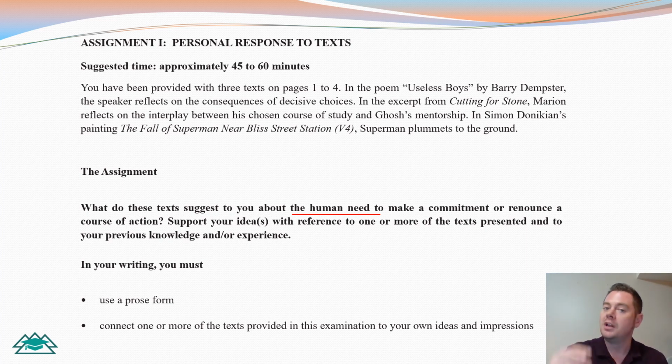So again, this is about the motivating factors that drive people to make a commitment or renounce a course of action. You always have to be on the lookout for these "or" topics, because this is really two topics in one. It's either the human need to make a commitment or it's the human need to renounce a course of action. So when you've got that, you do not need to discuss both ends of that. I mean, on the one hand, you possibly could, perhaps in order to make a commitment to something, you do have to turn away from a previous course of action, but that's not a requirement for any of these "or" topics.